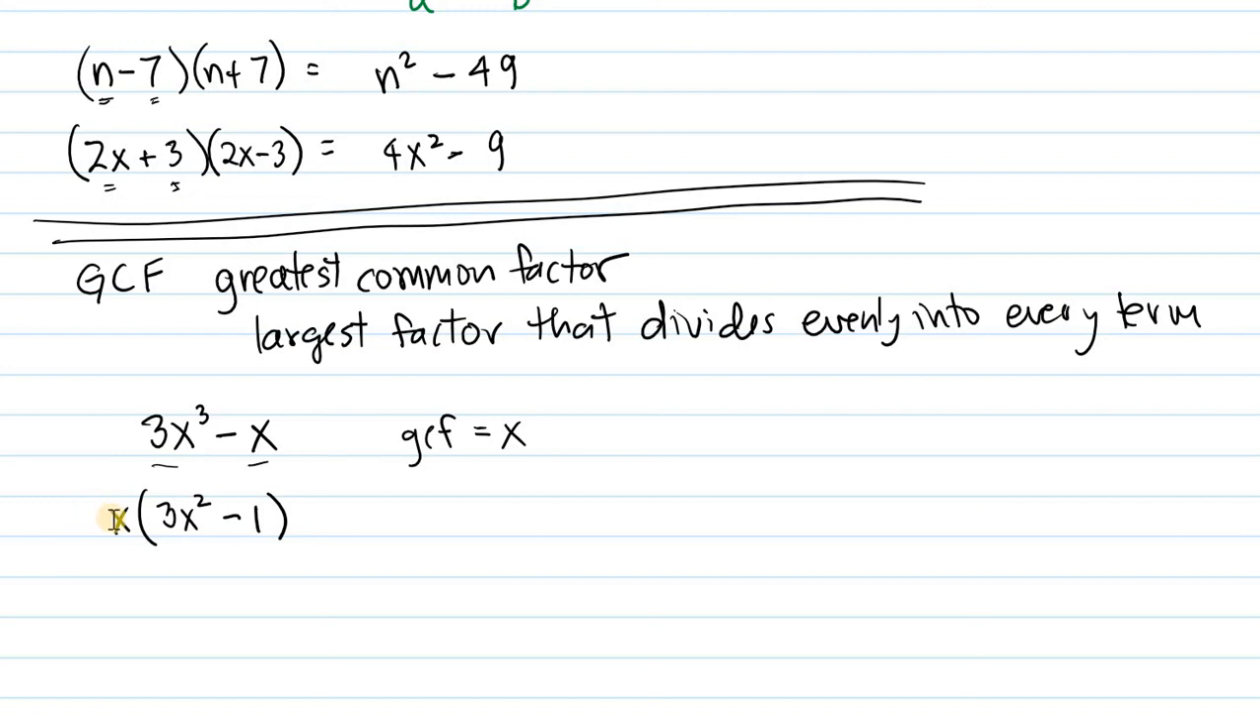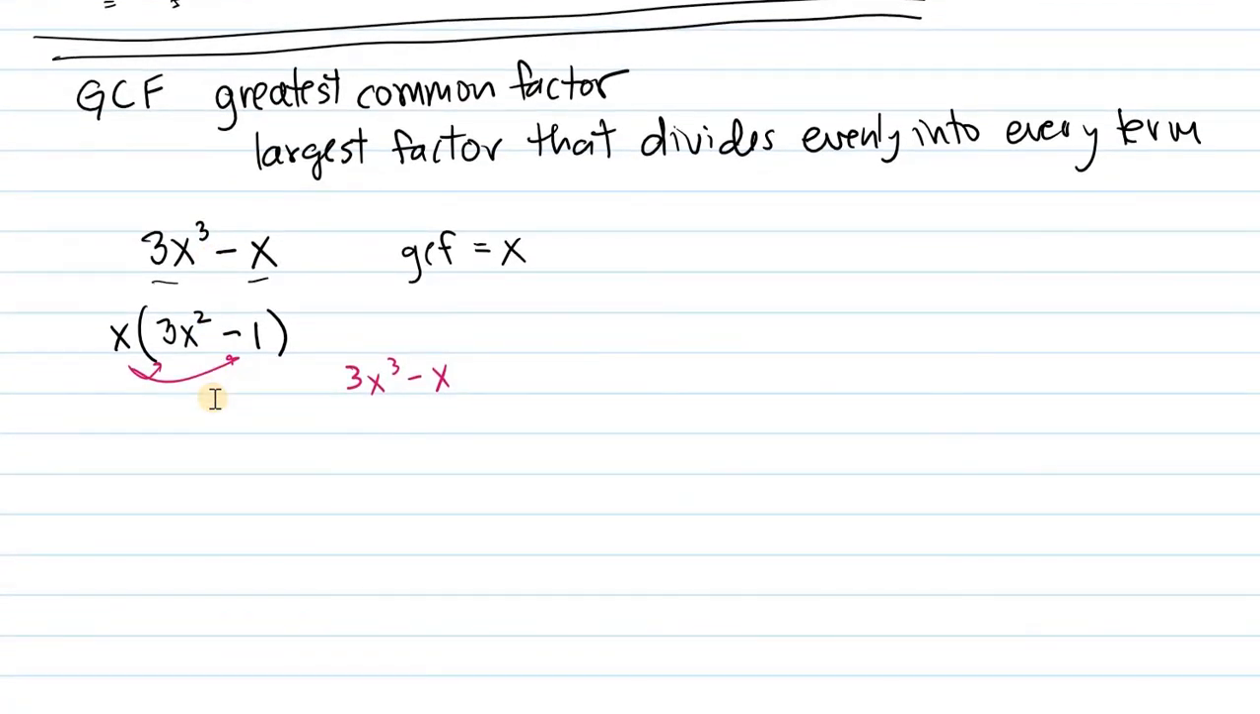Notice if I distribute the x back in, I get 3x cubed minus x, which I have to, because factoring doesn't change the value of the expression. It just changes the way that it's written. Okay, so that's a GCF. We'll do more with those later.